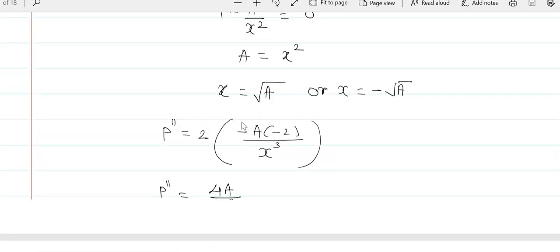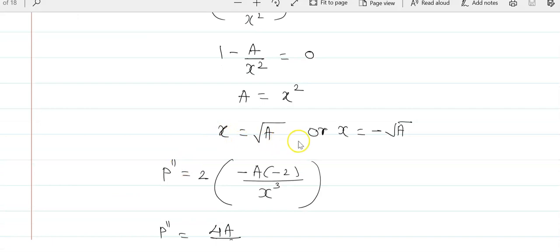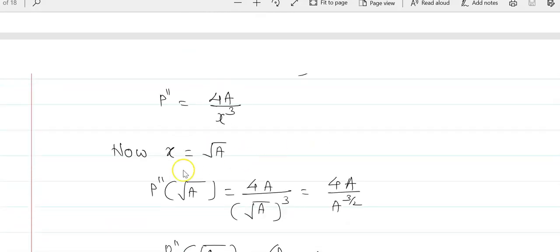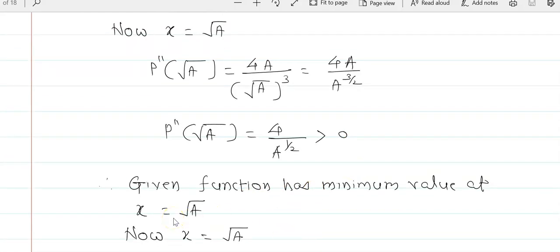Now we have the value of x that we have calculated when the first derivative equals 0. That value is x equal to root of a. If we substitute x equal to root of a here, then we'll get a positive value, that is 4a upon a raised to 3 by 2, where a is greater than 0. In the second derivative test, we are getting a positive. Therefore, the given function has minimum value at x equal to root of a.